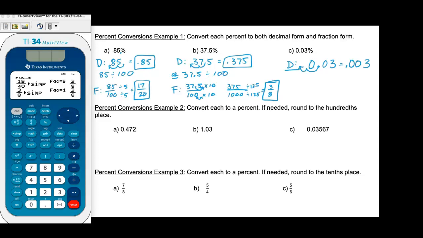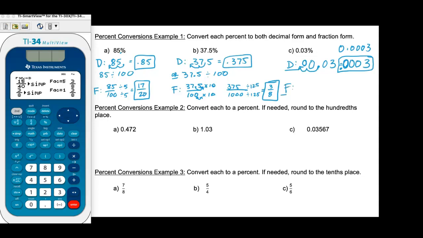Actually, you know what? I just made a mistake. I should have 3 zeros there because I'm moving it 2 places to the left. So let me go ahead and put one more 0 there. There we go. And then a decimal. I can write 0.0003 if you would like. The 0 in the front is not necessary, but you can write it if you want. So you should have 3 zeros before that 3.